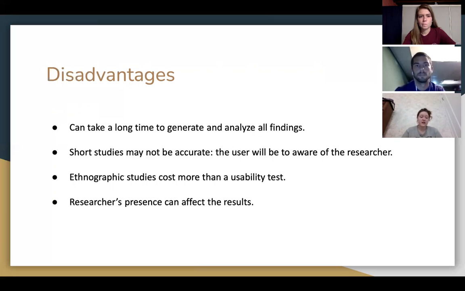Some disadvantages of ethnographic studies are that they can take a long time to generate and analyze all findings. Short studies may not be as accurate as longer ones. Ethnographic studies cost more than usability studies, and researchers' presence can affect results because typically the person is aware of the researcher's presence. In addition to this, it's somewhat difficult for researchers to eliminate their bias. It's also difficult to actually check the validity of some of these studies and of the research conclusions.